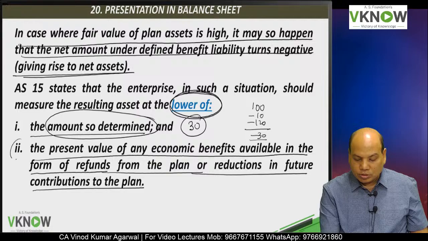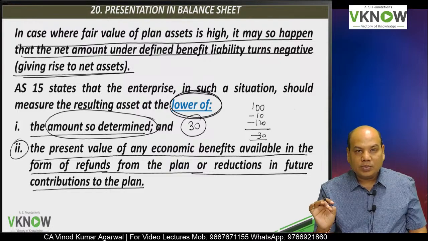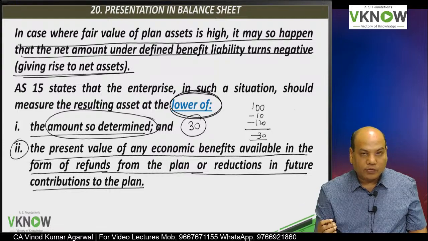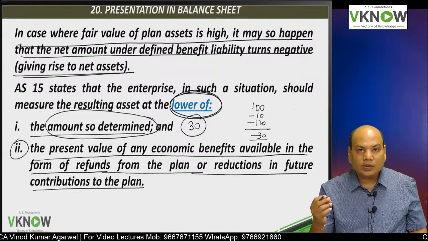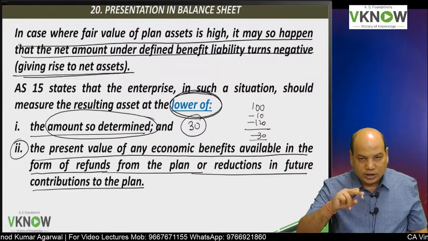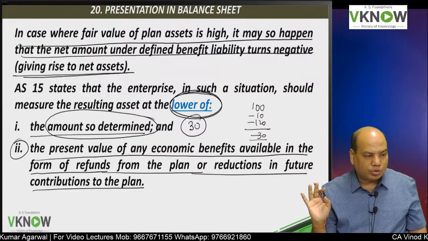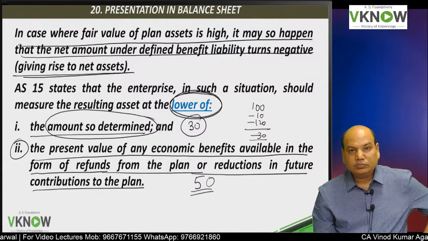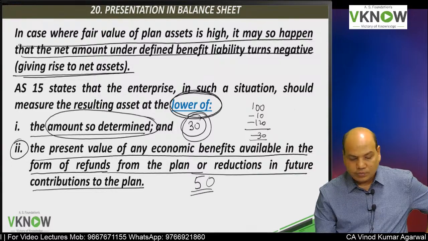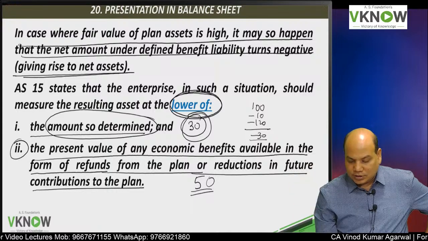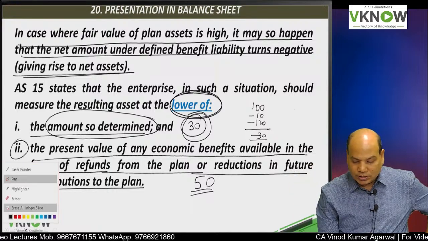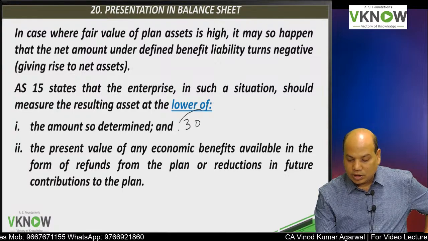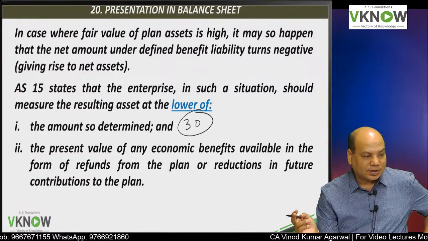So find out what will be the present value of economic benefit either in the form of refund or in the form of adjustment against future contribution payable. Suppose that amount comes to 50, then it is okay. You can show 30 as an asset. If the asset recoverable is more than 30, then I am going to present 30 on the asset side.